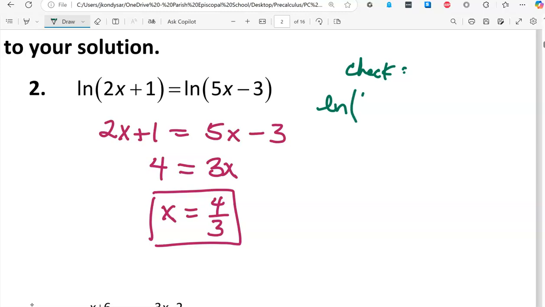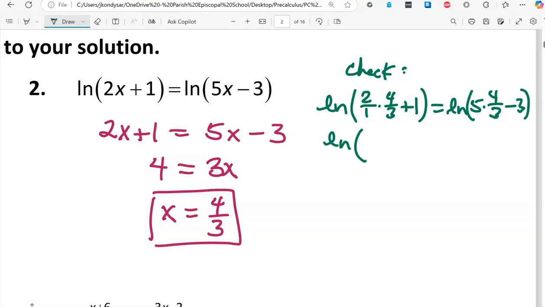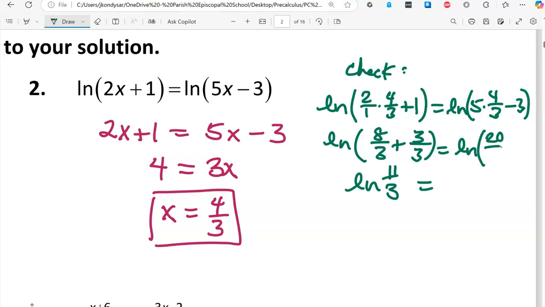The natural log of 2 times 4/3 plus 1 should equal the natural log of 5 times 4/3 minus 3. Okay, we have 8/3 plus 1, which is 3/3, gives us natural log of 11/3 on the left side of the equation. And then 5 times 4/3 is 20/3, and minus 3, that's 9/3, gives us natural log of 11/3 on the right side. Since we're taking the natural log of a positive number, this is a valid solution.